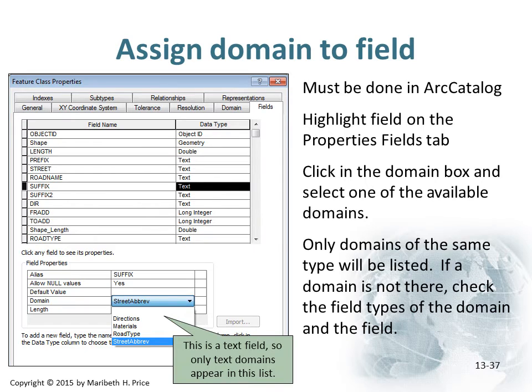Assign domains to fields. This can be done in ArcCatalog. Highlight the fields in the Properties tab. Click on the domain box and then select one of the available domains. Only domains of the same type will be listed. If a domain is not there, check the field type in the domain and add the field.